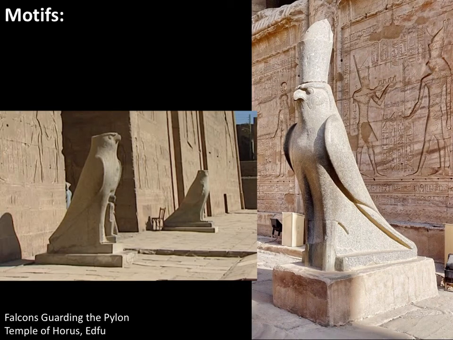And of course, there are lots of other images and motifs in some of these photographs, but I just wanted to point out the falcons and that abstract falcon shape. These are the falcons guarding the pylon at the Temple of Horus. Each one of them actually had a crown on top of their heads. And you can see that in the image here at the right.